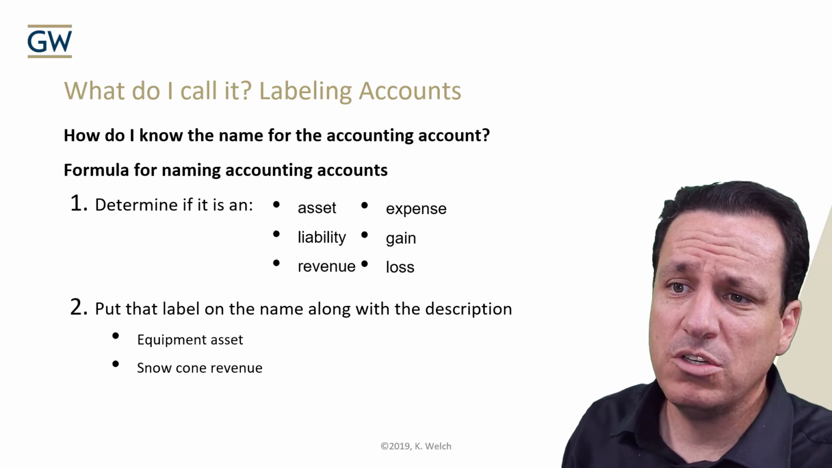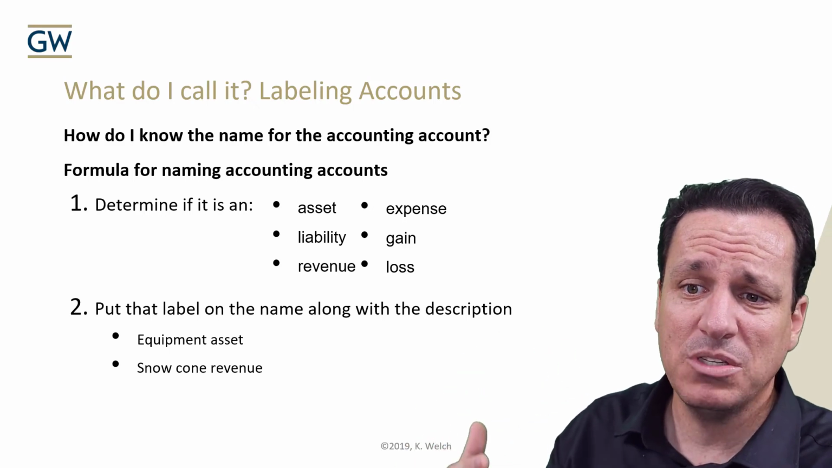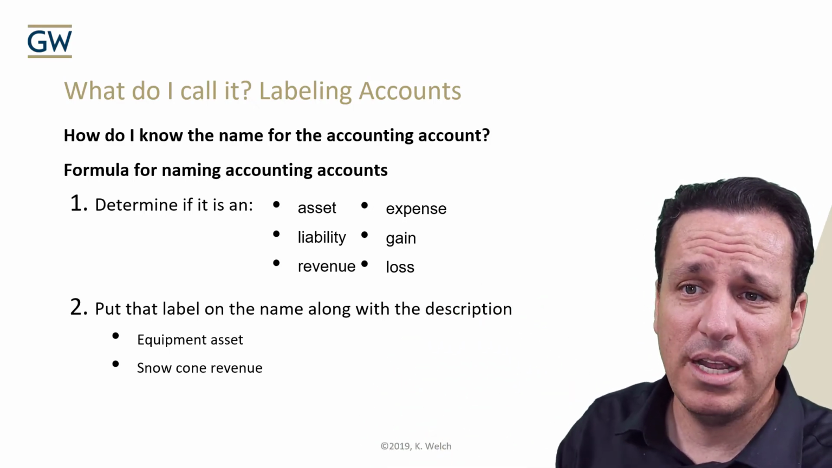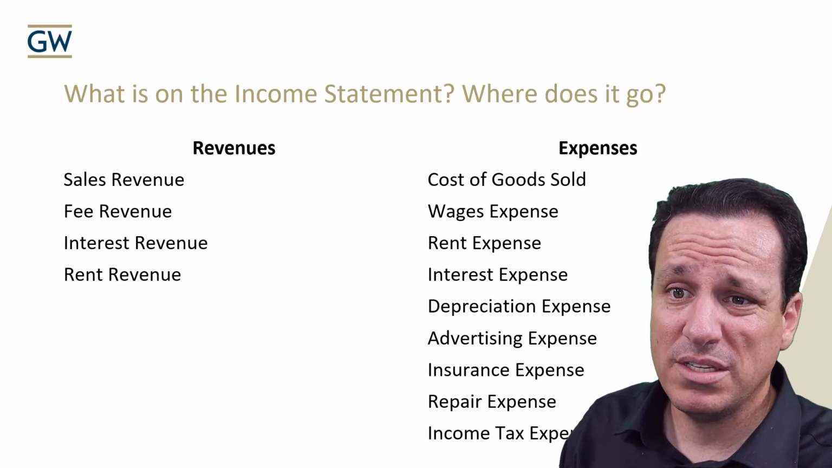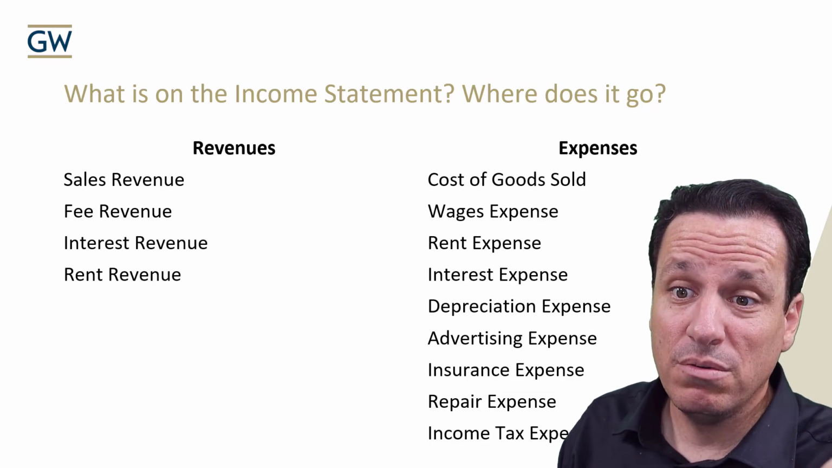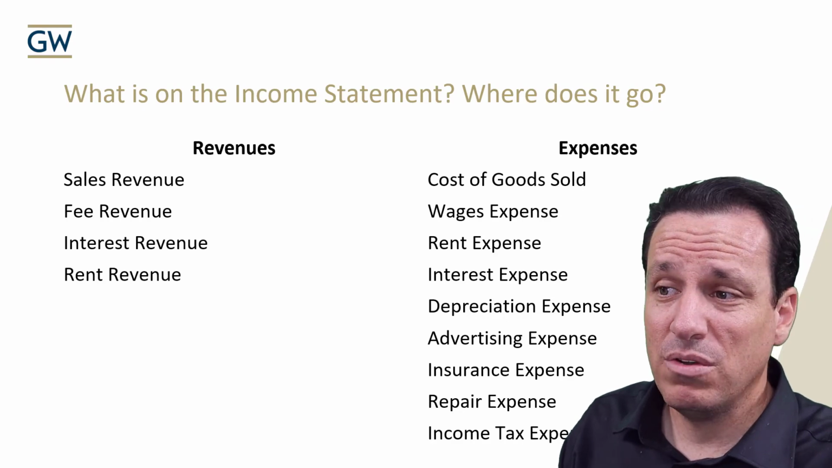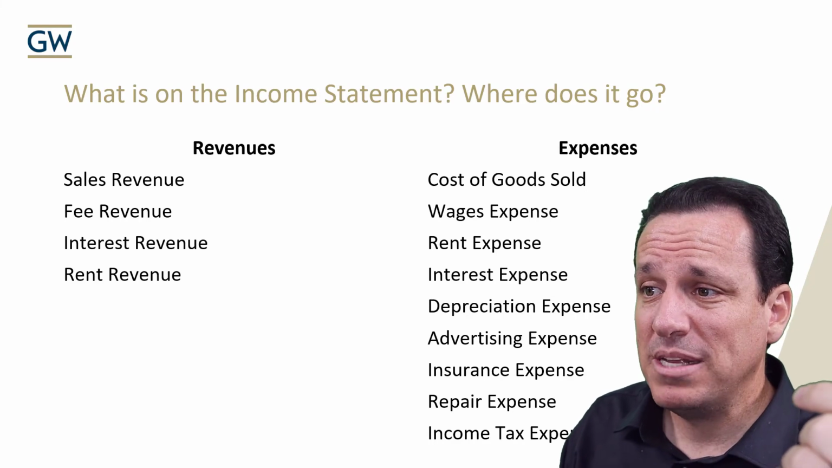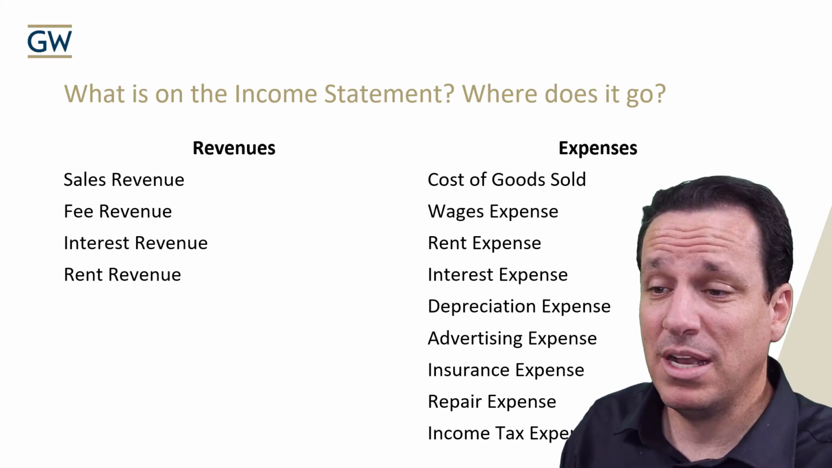So it's a similar type of formula: determine if it's an asset, liability, revenue, expense, gain, or loss for determining names, and then describe it, all right? So describe what it is. So revenues, sales. Sales is a great account for calling it. You call it sales revenue. You could call it sale. Fee revenue, interest revenue, rent revenue, all these things. If this is an economic increase that you're getting and it's something related to your business, that's what you do right there. Expenses: cost of goods sold, wage expense, rent expense, depreciation expense, advertising expense.